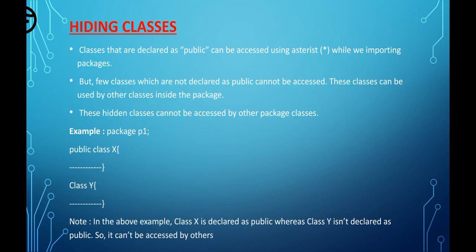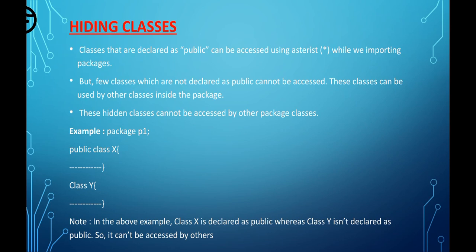So coming to hiding classes, if you want to hide some class from others, you just need to specify it is not public. So I'll let you read. Classes that are declared as public can be accessed using asterisk while importing packages. So I think I made it clear. Many times we are using import package name, thereafter dot asterisk. Why we use asterisk means it helps us access public classes.